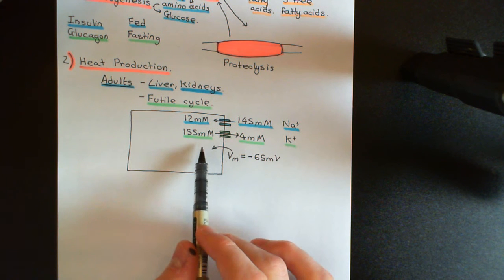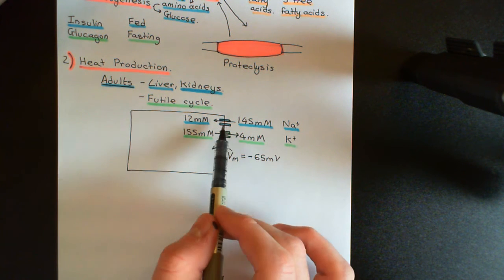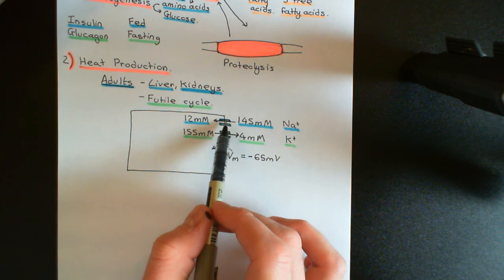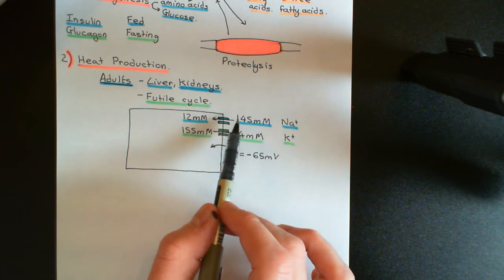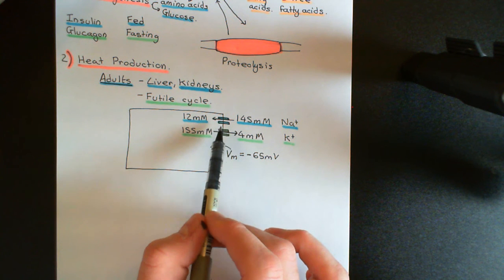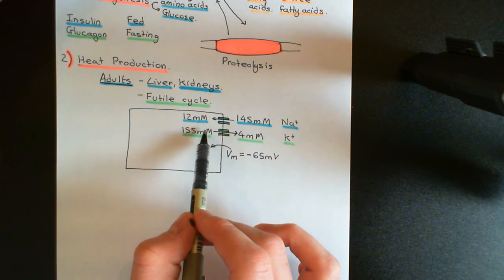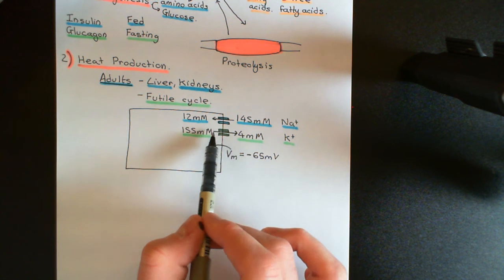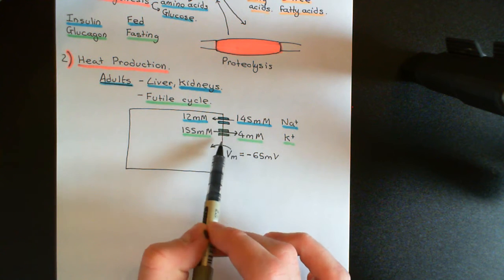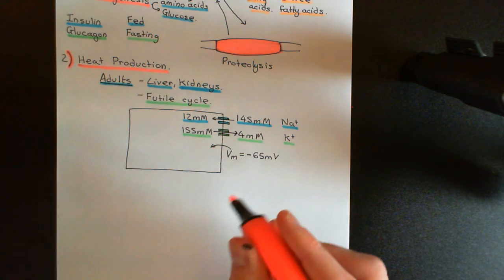You have an electrical potential difference across the cell membrane of negative 65 millivolts, and at this resting electrical potential difference, the amount of sodium ions that are moving in from the outside of the cell into the inside of the cell through leaky sodium channels equals the number of potassium ions that are moving out of the cell through leaky potassium channels. Okay, so these two currents are balanced, and therefore there's going to be no net change in the electrical potential difference across the cell membrane.